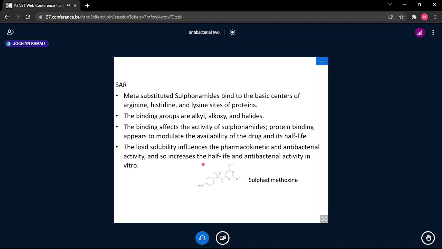Duration will be longer. If you put a methoxy group, it will have an oxygen. But when you put methyl groups, the methyl groups increase lipid solubility. So you'd expect a drug substituted with methyl groups to have a longer duration of activity than a drug that does not have methyl groups. Again, remember, the methyl groups will also add electrons into the system.